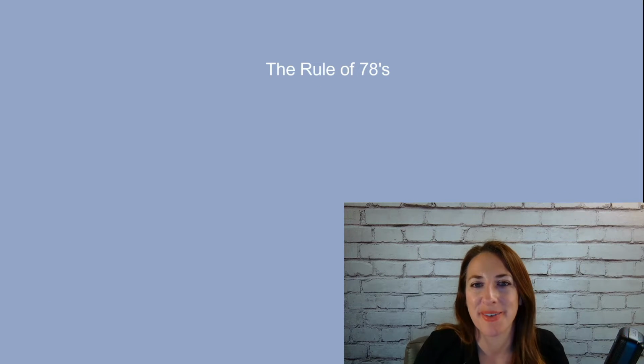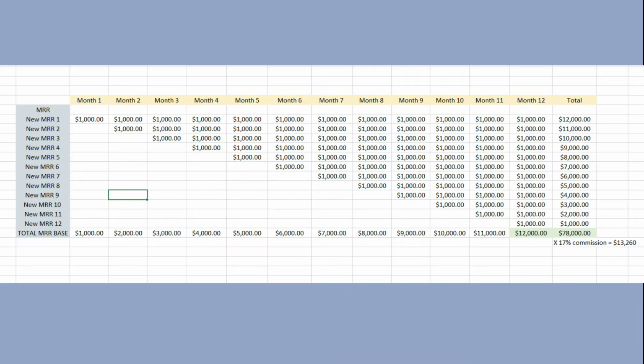Let's talk about the rule of 78s. Here's a simple example. This shows if you sell $1,000 on month one, you're going to get $12,000 worth of revenue by the end of the year on that $1,000 you sold in month one. In month two, you're going to sell another $1,000 and you're going to get 11 months worth or $11,000 of that $1,000 sold. In month three, the $1,000 you sell is going to give you 10 months or $10,000 worth of revenue for the year, and so on. So if you sell $1,000 of revenue each month, you'll generate $78,000 in revenue for the year.